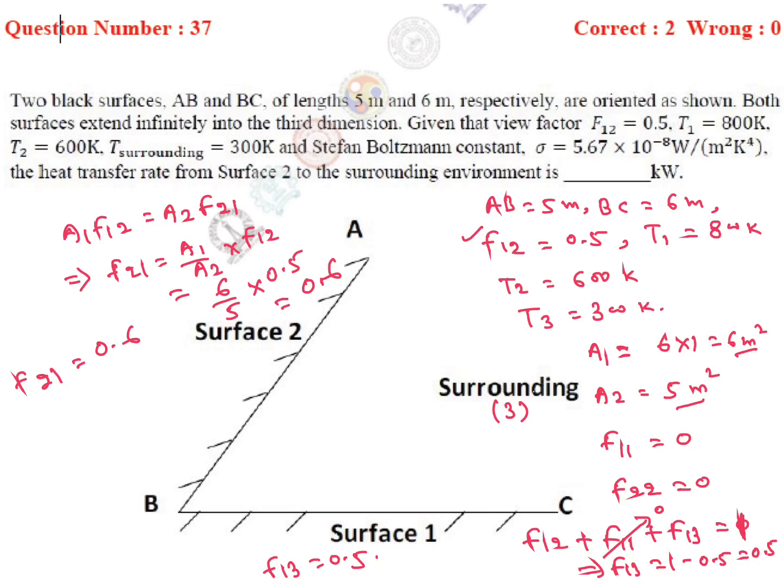Again, for surface 2 you apply F21 plus F22 plus F23 equal to 1. F22 is 0, F21 is 0.6, so F23 equal to 1 minus 0.6, its value is 0.4. F23 we got, and the heat transfer from surface 2 to surrounding, which we take as 3, Q2 to 3, we have to find out.